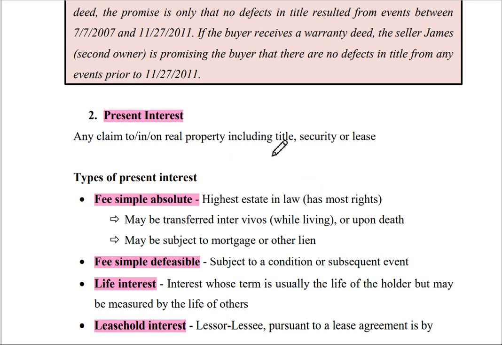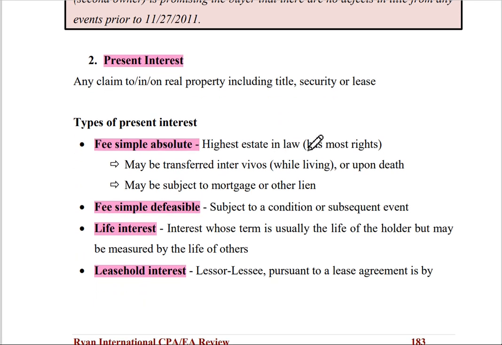Then it could be a present interest. Any claim of real estate or real property, including title, security, and lease. So when it comes to real estate law, the highest estate is called fee simple absolute, which has most of the rights in it. Then something called fee simple defeasible, subject to conditions of a subsequent event, or life interest.